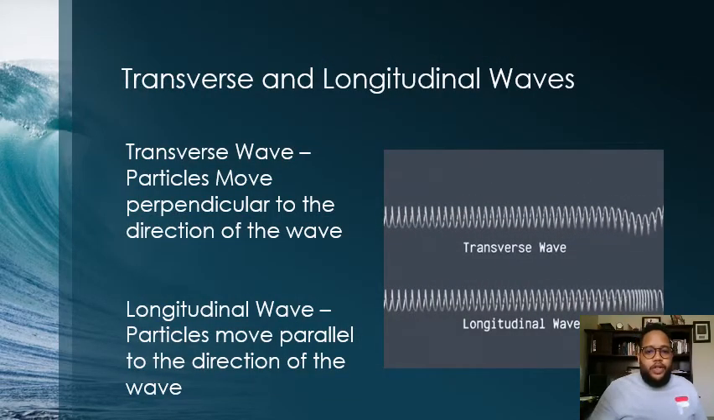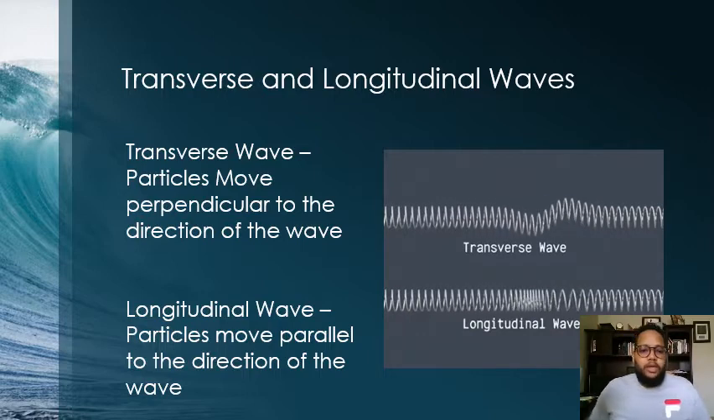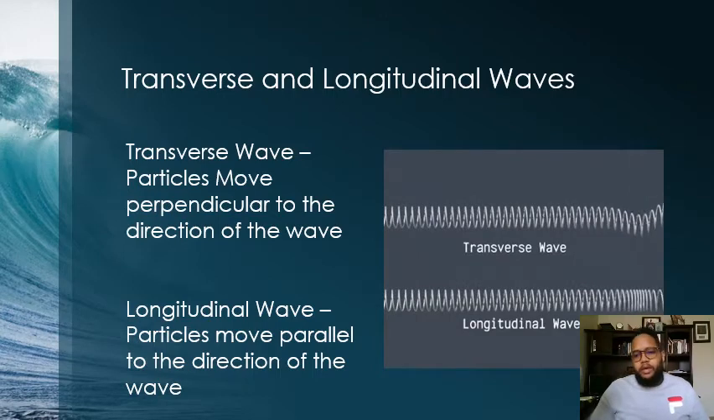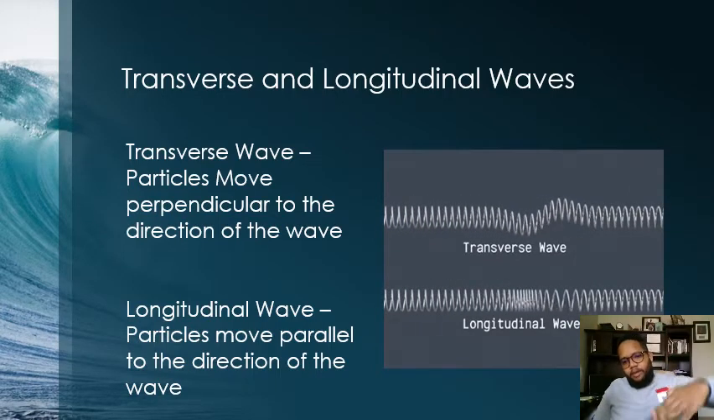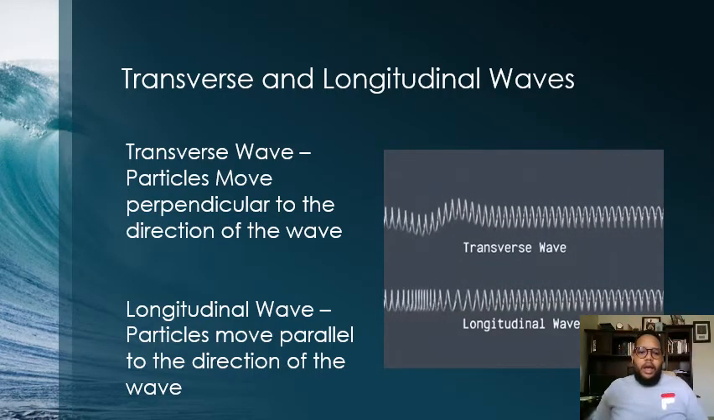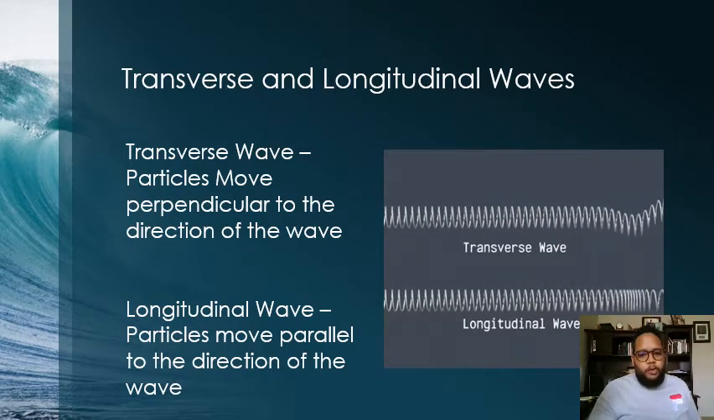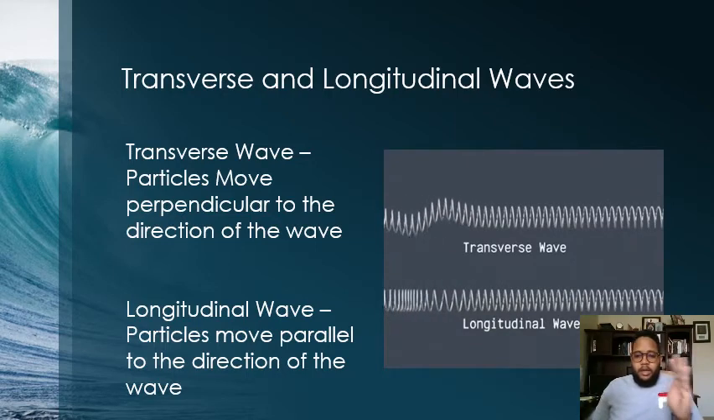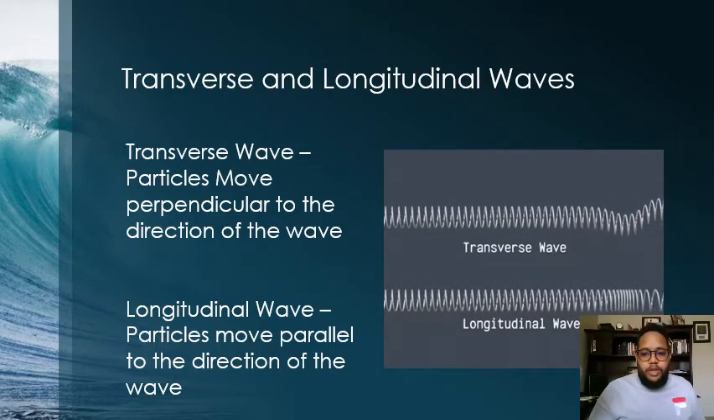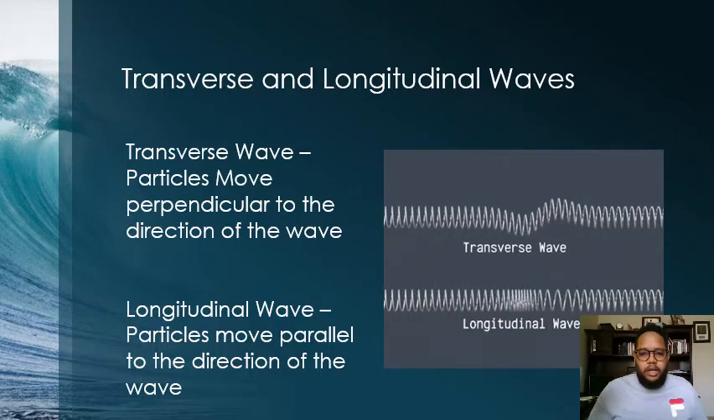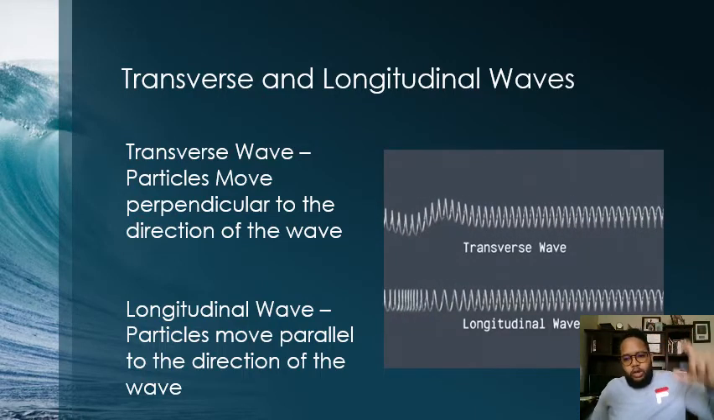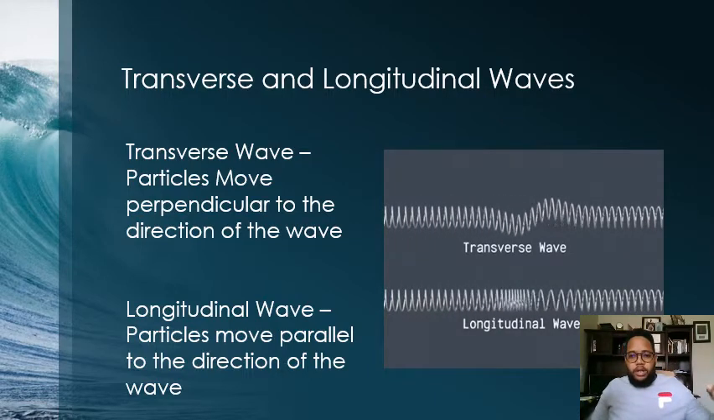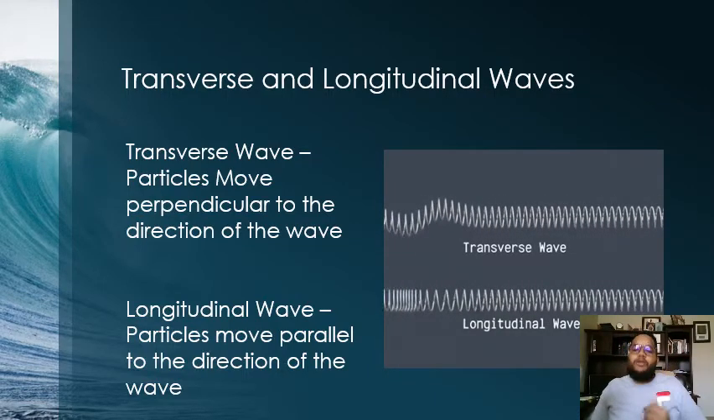Now we're going to take a look at transverse and longitudinal waves. In a transverse wave, the particle moves perpendicular to the direction of the wave, so the particles go up and down like this. In a longitudinal wave, the particles move parallel to the direction of the wave, so the particles move like this. As you can see, these two examples are done on a slinky. On one slinky, you see the coils moving up and down. Notice that the coils don't move across the screen. They just move up and down. The wave moves across the screen.